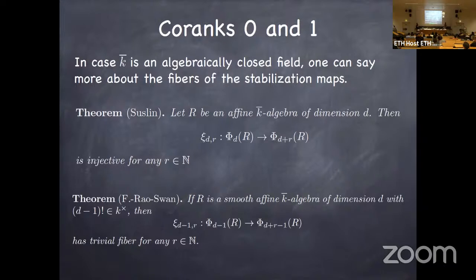And well, in that case, Suslin gave a result. So he proved that this map is actually injective, well, so you have to start from the dimension of the ring instead of the dimension plus 1. So it's an improvement on Bass's results. And there's a second improvement which was obtained with Ravi Rao and Richard Swan, saying that if you go still one less, so from D to D minus 1, then, well, the map is not quite injective, we don't know, but at least it has trivial fiber.